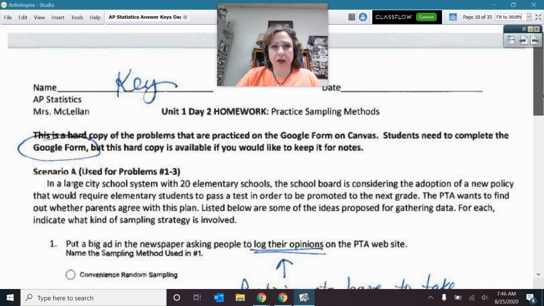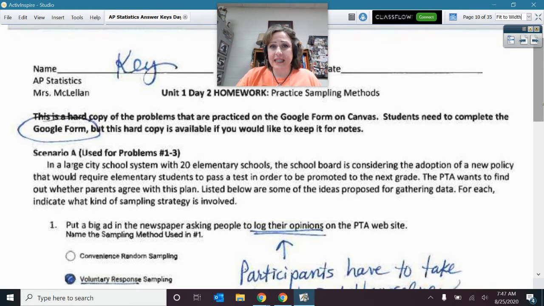Hi guys, we're going to go ahead and go over these practicing the sampling methods. And so those are all your convenience, voluntary response, and then your randomized ones. Simple random sample, cluster, stratify, systematic. Judgment might be in there also. And then census, of course, is where the sample is the population.